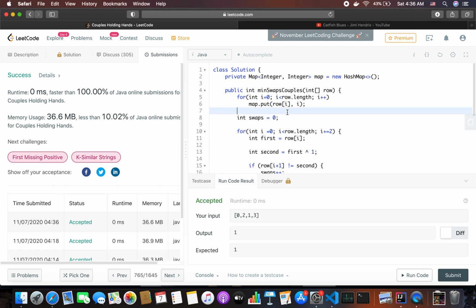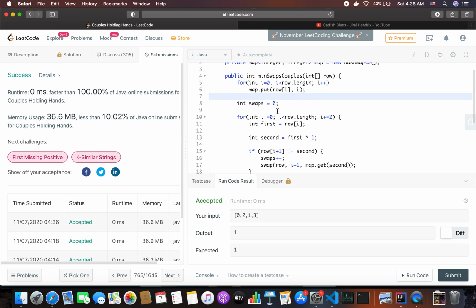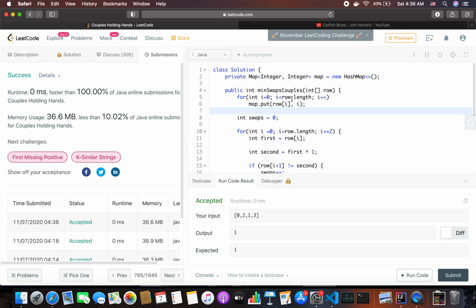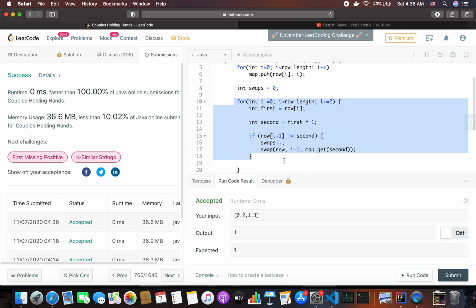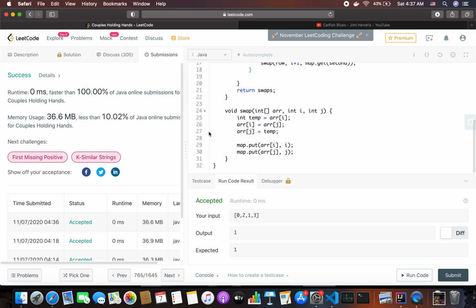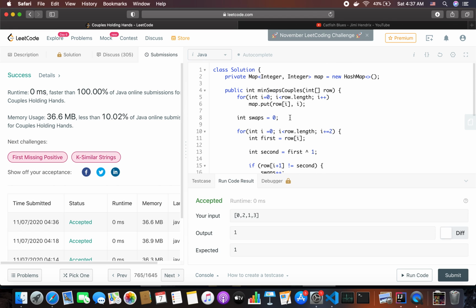The time complexity of this method is order of n. Why order of n? Because there is only one loop over here, and there is a get operation from the map, but the map provides order of 1 time for fetching. And this swap method will also take constant time. So overall time complexity is order of n, and overall space complexity is order of n.